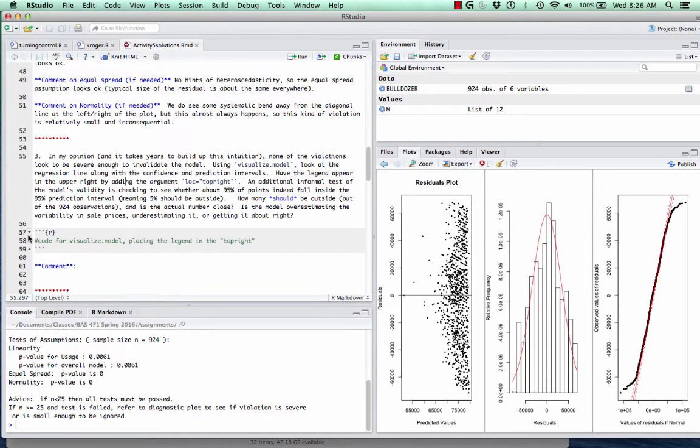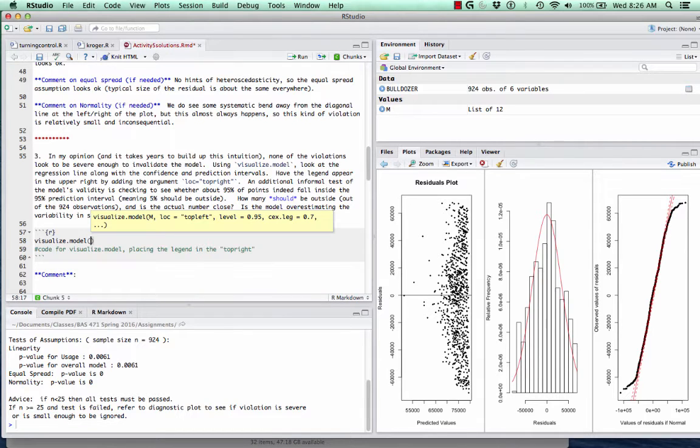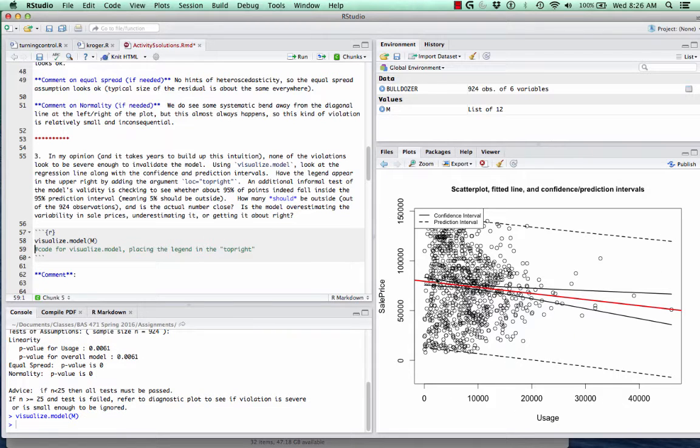So there's a neat command called visualize model that allows us to study the regression line and the confidence intervals and prediction intervals if we're going to use the model for predictive analytics. So visualize model M. What visualize model does is it shows you the scatter plot with the regression line in red and the 95% confidence intervals with the solid black lines, 95% prediction intervals in the dashed lines.